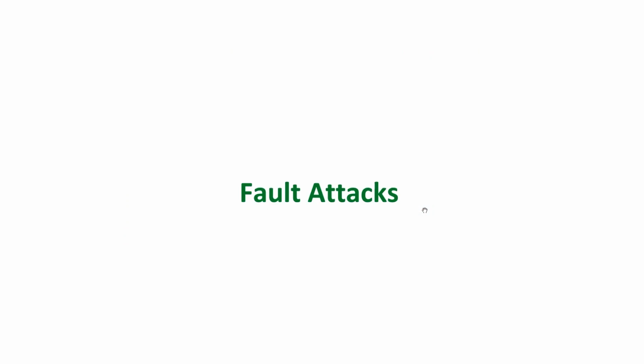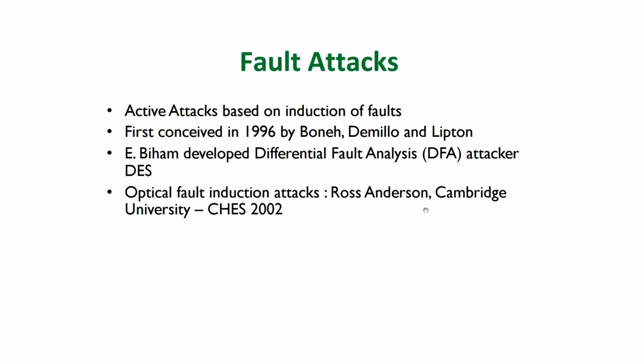So, let us look at what fault injection attacks are. Just to give a brief background, fault injection attacks are active attacks where faults are induced in a device while it is actually computing a cryptographic function. For example, while an encryption is being executed by the device, an attacker would induce a fault into the device and manipulate the device operation.